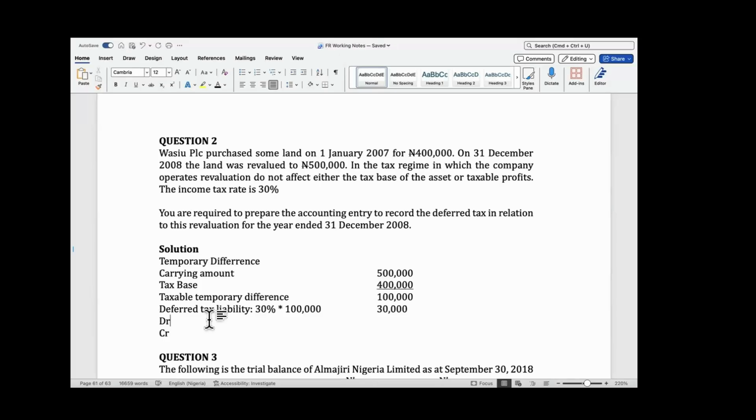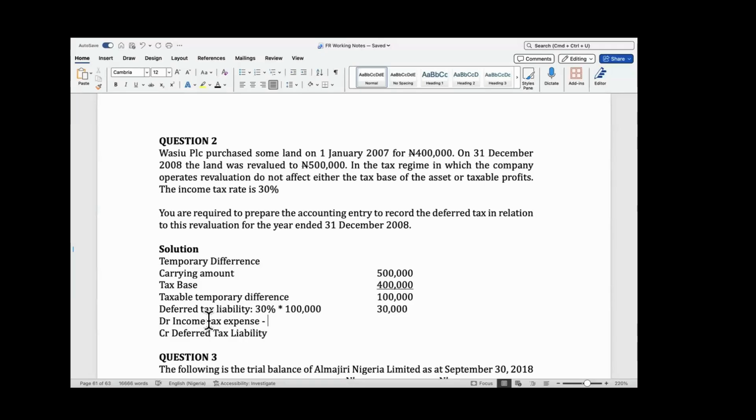So let me try. Okay, we debit income tax expense and credit deferred tax liability. That's correct. So this deferred tax, income tax expense, where does it go? Where will you put it? Which statement? P&L.